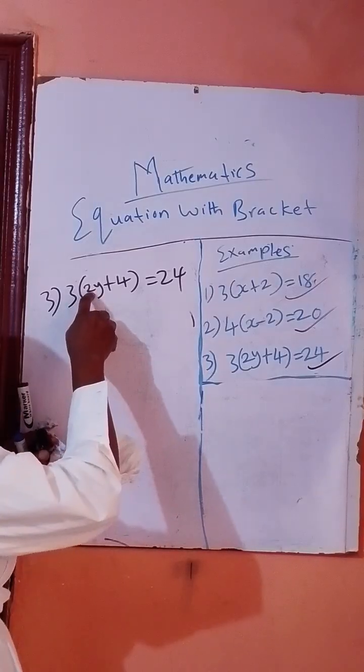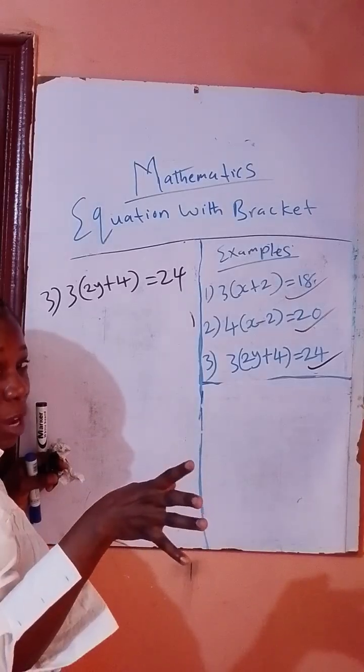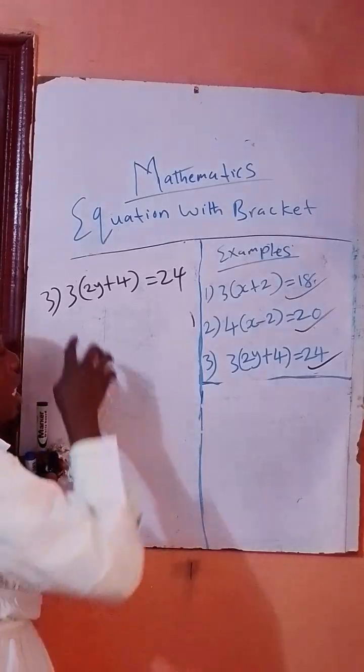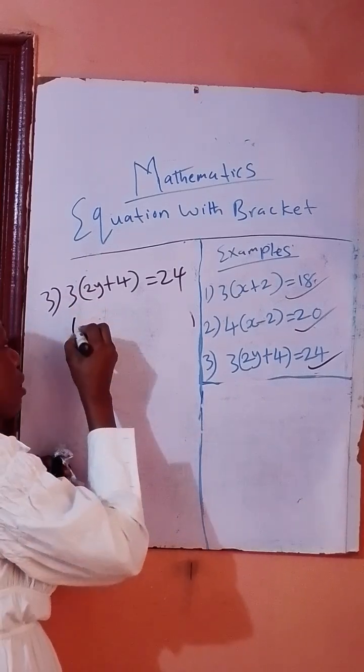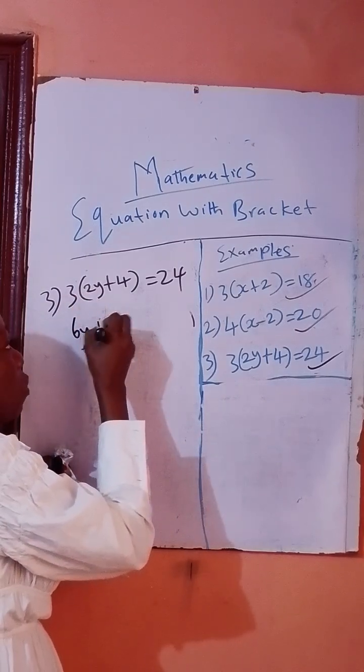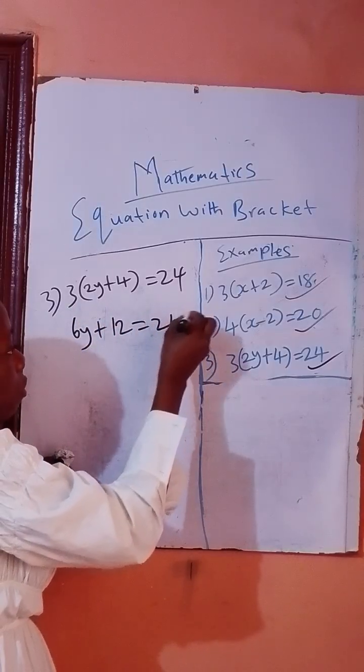3 times this 2, we are using this 3 to multiply what is inside the bracket so that we can be able to open the bracket. This 3 times this 2 is going to give us 6y, plus 3 times 4 is 12, equals 24.